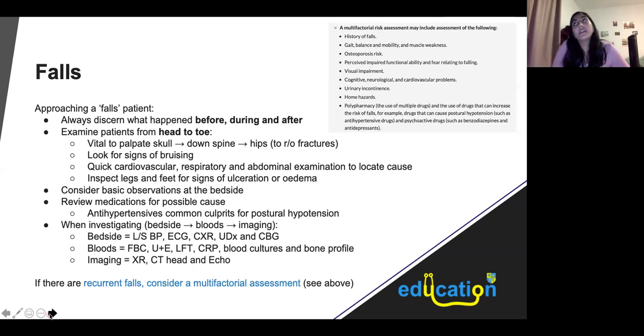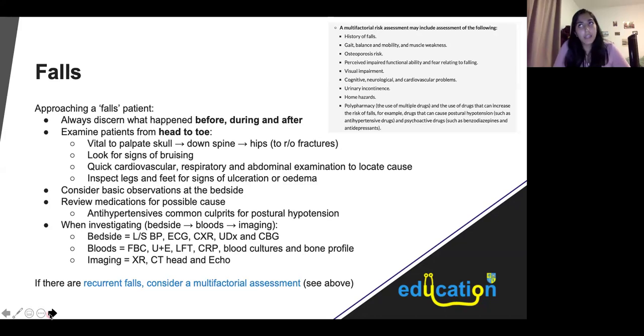So you need to obviously get a good history, find out what happened before, during, and after the fall. You want to examine them to see if they've got any injuries. Do their basic obs, check their lying and standing blood pressure, check they're not febrile, things like that.